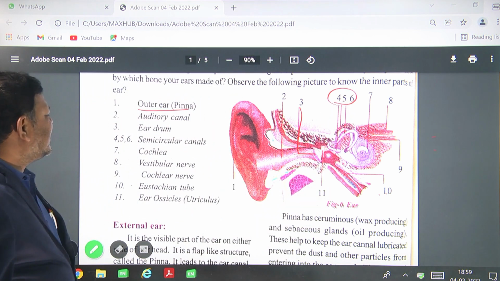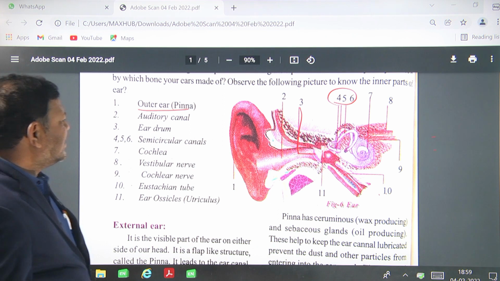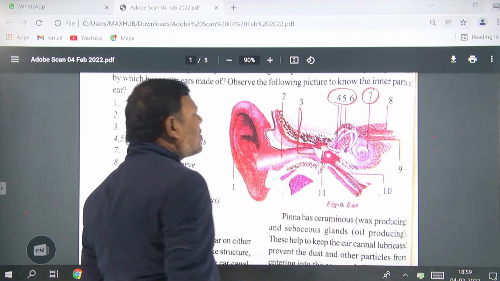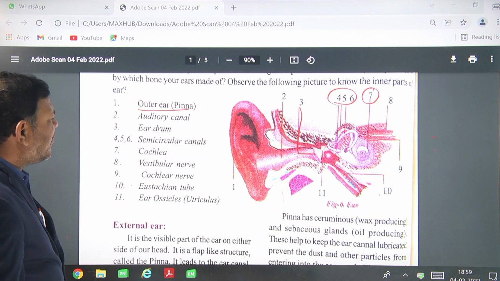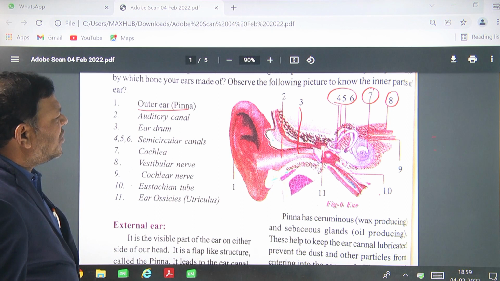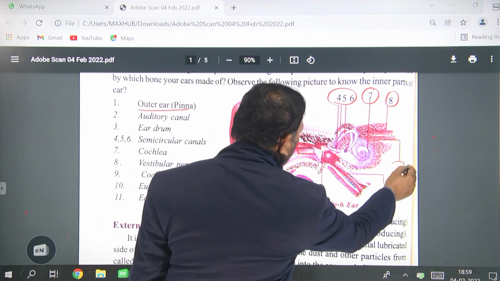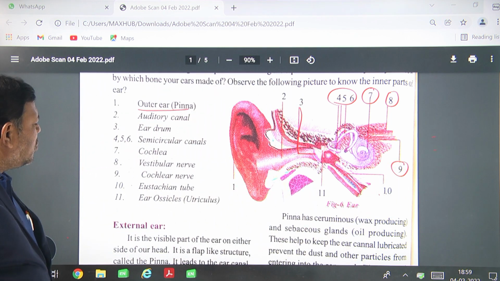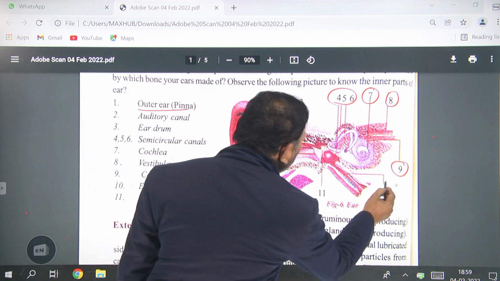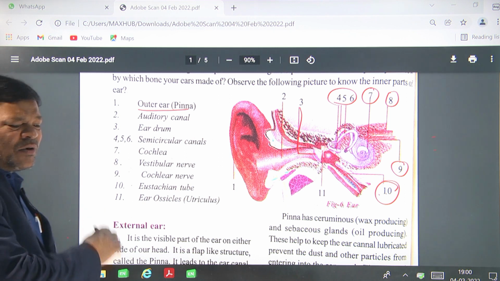Next, 4, 5, 6 are called semicircular canals. The seventh one is the cochlea. The eighth one is the vestibular nerve. The ninth one is the cochlear nerve. The tenth one is the eustachian tube. The eleventh one is the ear ossicles or utriculus. Are these parts clear? Yes, sir.